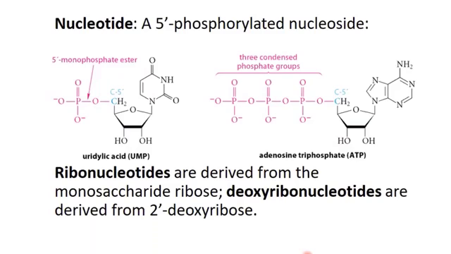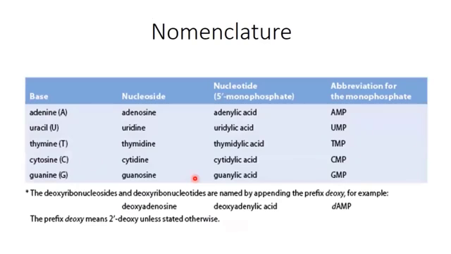Deoxyribonucleotides are derived from the 2-deoxyribose. So when you have DNA, you're devoid of that oxygen, which would make it much more stable. All right, nomenclature. So you can have these different bases. This is the nucleoside. This is the nucleotide with the 5' monophosphate on there. And this is the abbreviation for them. And if you have a D, that means deoxy, for the one that's for DNA.